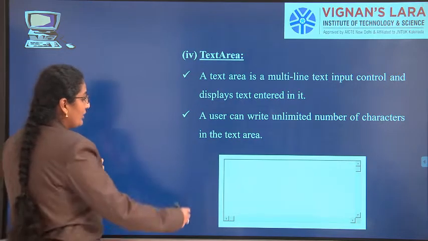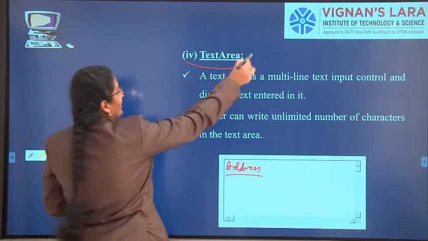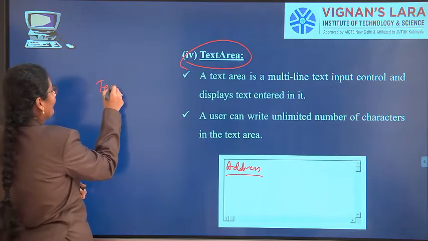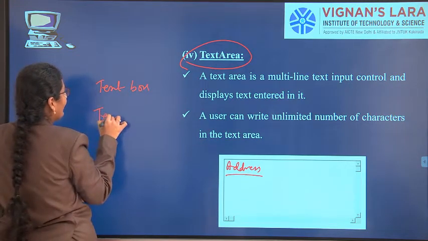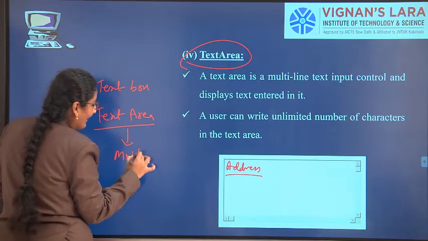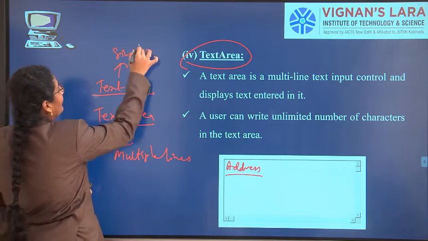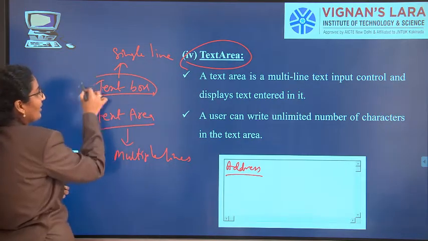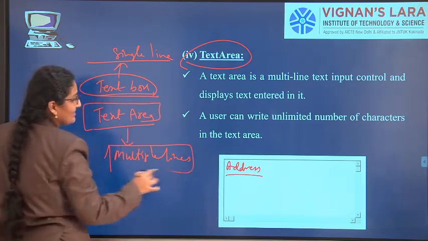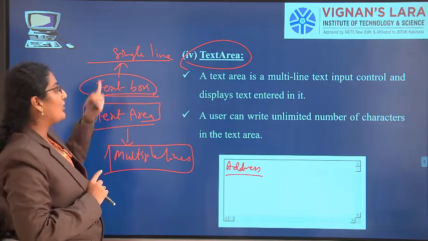See, as I already told you, if you want to give an address, you are going to use text area. Text area will take multiple lines as input. What is the difference between text box and text area? Text area will take multiple lines. Text box will take a single line. Remember very carefully, a text box is a rectangular box which will take only a single line.